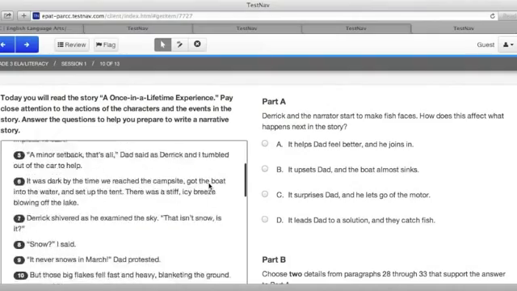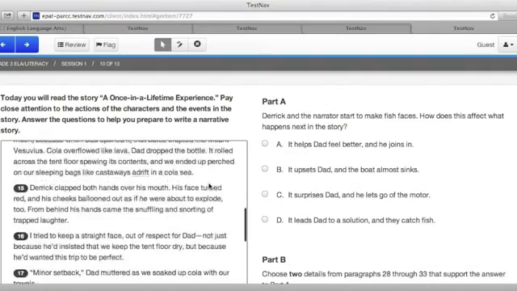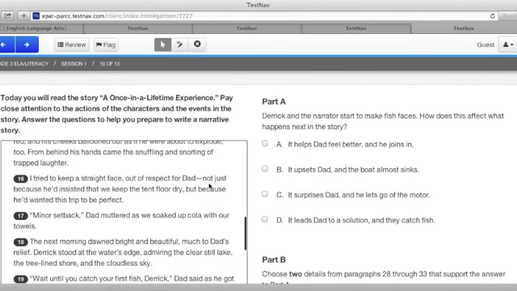Now, if you've read through the story, you'll find out that it helps the dad feel better and he wants to join in with what's going on with the two boys. So the correct answer is A.